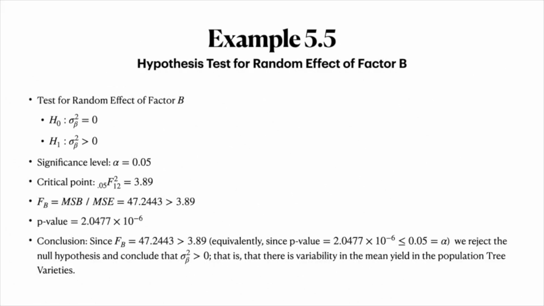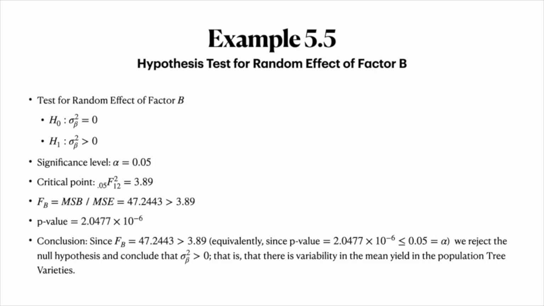All right, and then finally, looking at the hypothesis test for the random effect of factor B. So the null hypothesis is that the variance of the random effect factor B is 0 against the alternative that the variance of the random effect factor B is greater than 0. We're going to use a 0.05 level of significance. The critical point for the test is the upper fifth percentage point of the F distribution with 2 numerator degrees of freedom and 12 denominator degrees of freedom.